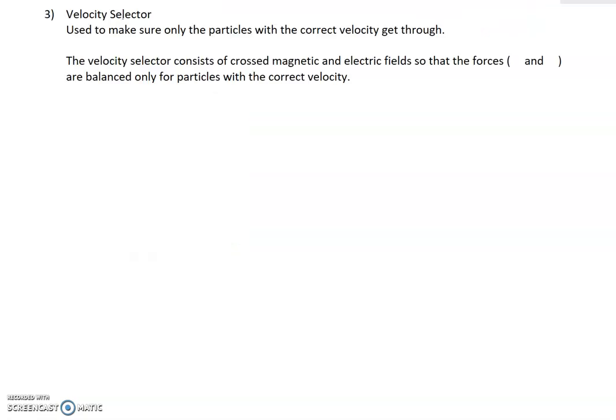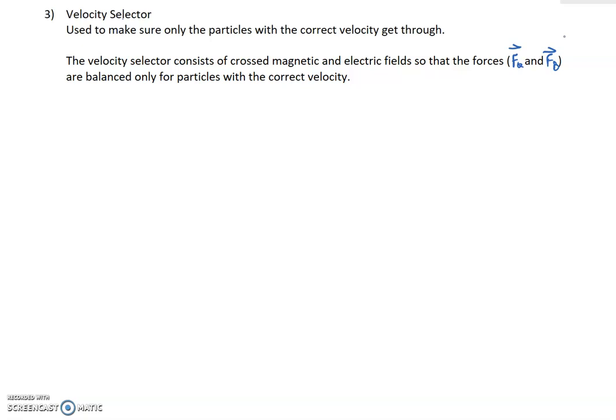So the third application I want to investigate is the velocity selector. It's used to make sure only the particles with the correct velocity get through. The velocity selector consists of cross magnetic and electric fields so that the forces, and we're talking specifically here about the force due to the charge, so the electric force, and the magnetic force, are balanced only for particles with the correct velocity.